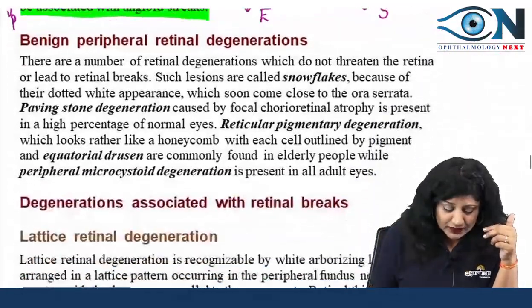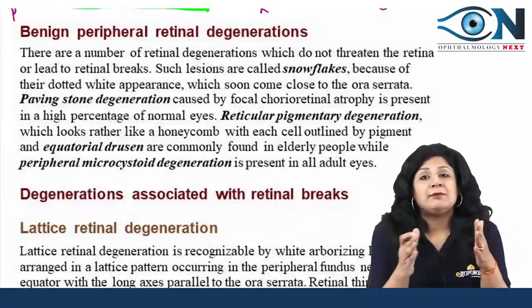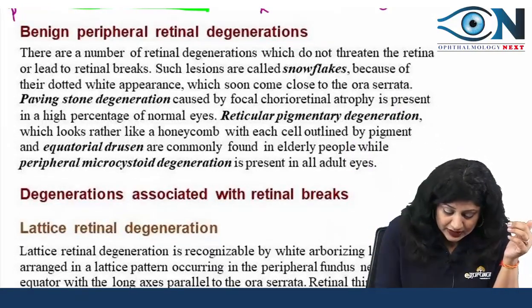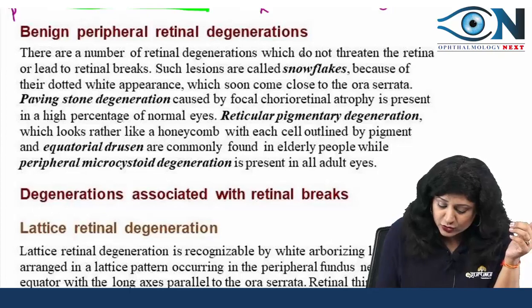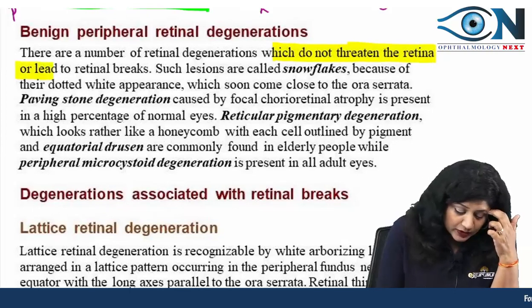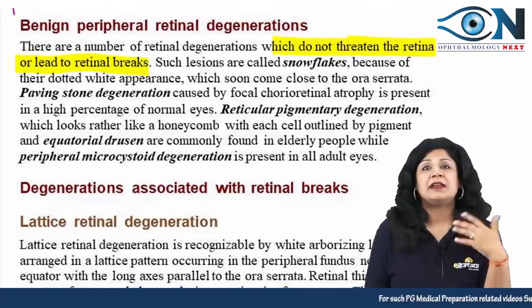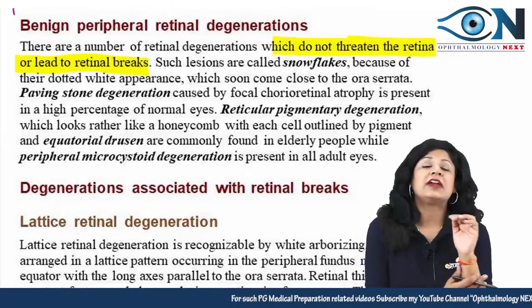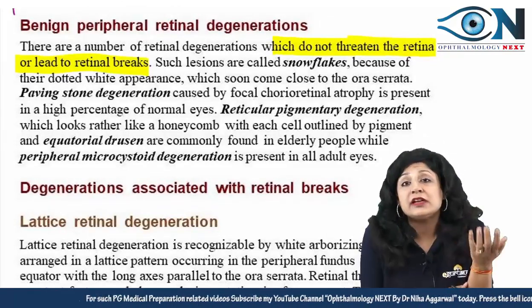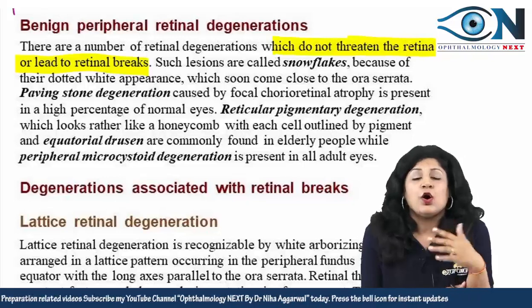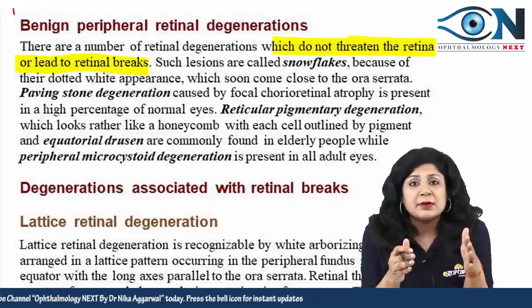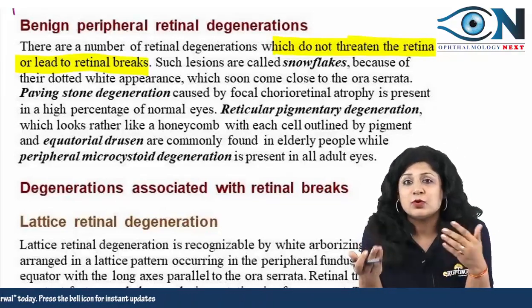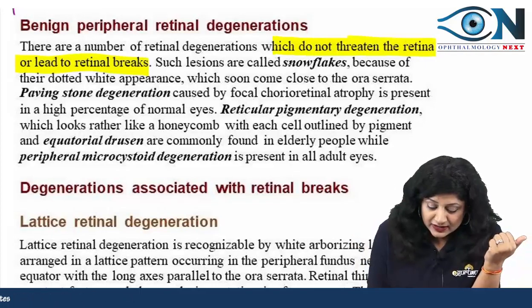Okay. Now we come to the benign peripheral retinal degenerations. There are a number of degenerations which do not threaten the retina, or they are not leading to a retinal break. Benign means here that it is not threatening the retina, that means they cannot lead to a break or RD. Obviously the ones that can lead to breaks, that can lead to detachments, are the more severe ones. First are snowflakes.